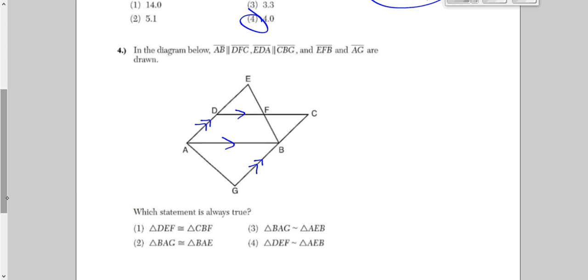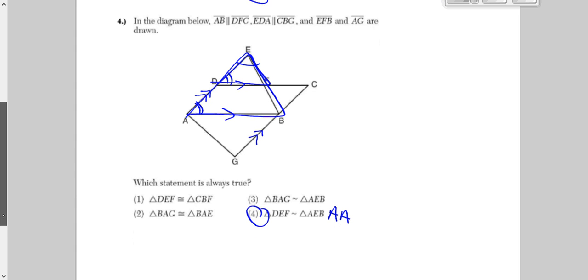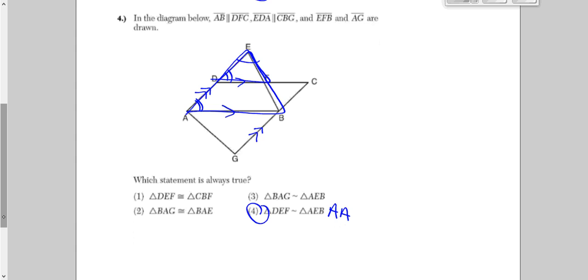I said 4 too. So we're saying DEF similar to AEB, the bigger one. Is angle E congruent to itself? And corresponding angles, right? So these are similar by what? Angle, angle. So it all ties together with parallel lines. Good job. All right, let's go to number 5.